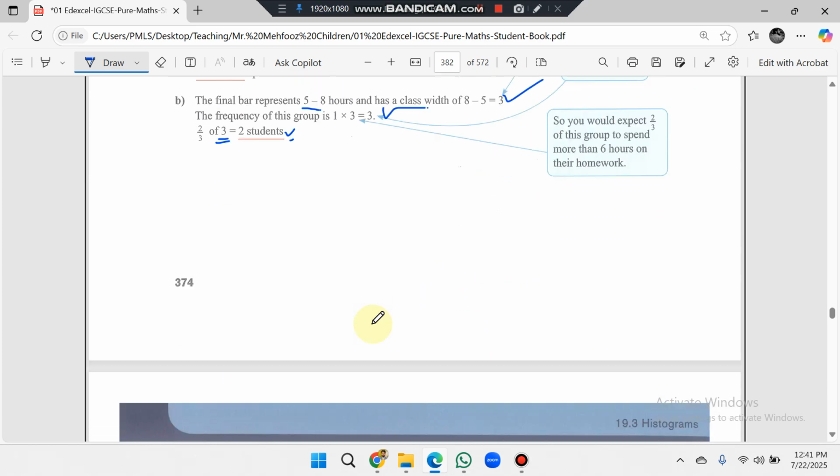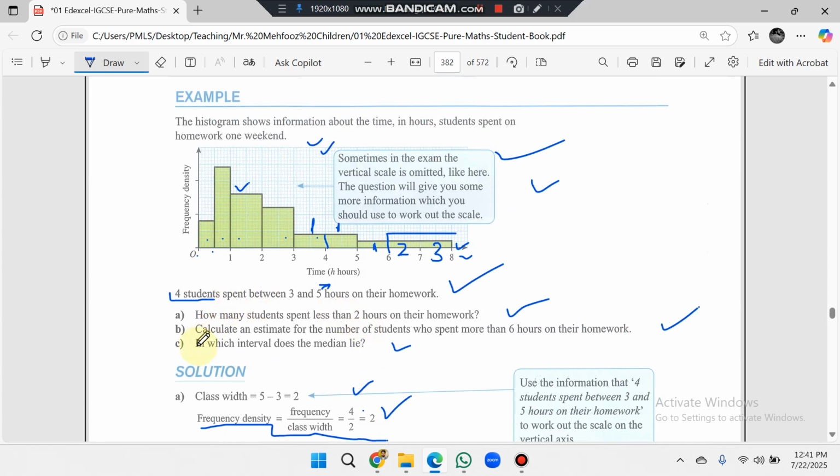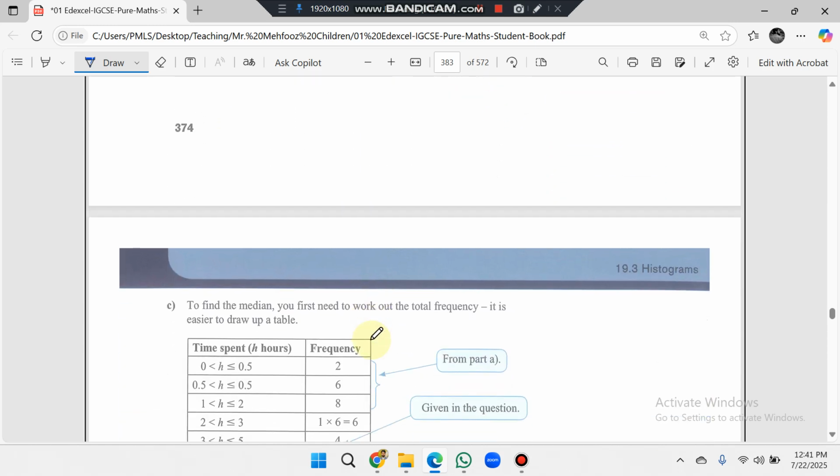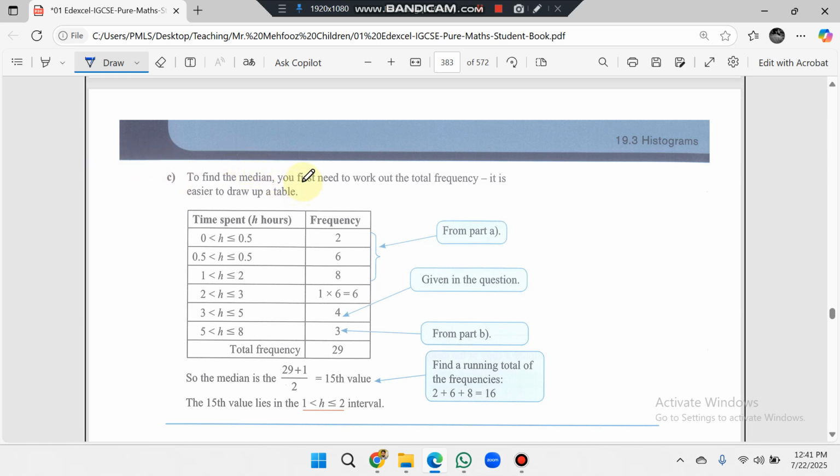Okay. So this is your part B, and you can see that in part C, in which interval does the median lie? To find the median, you first need to work out the total frequency. It is easier to draw a table, so we also find the frequencies of all classes. So we draw a table, that is 2, 6, 8, 6, 4, 3, and the total frequency is 29. So you can see that 29 is an odd number, so its median is the 15th value. So where is the 15th value?